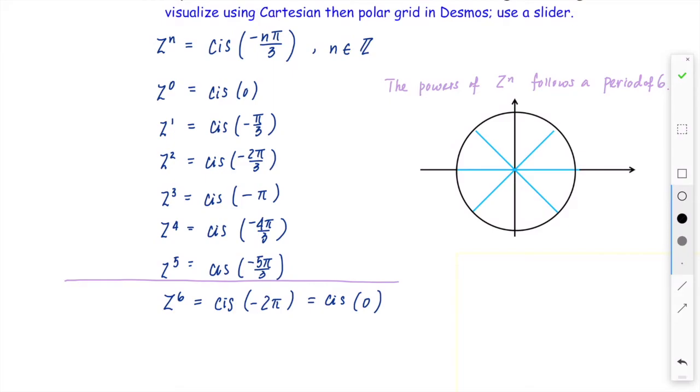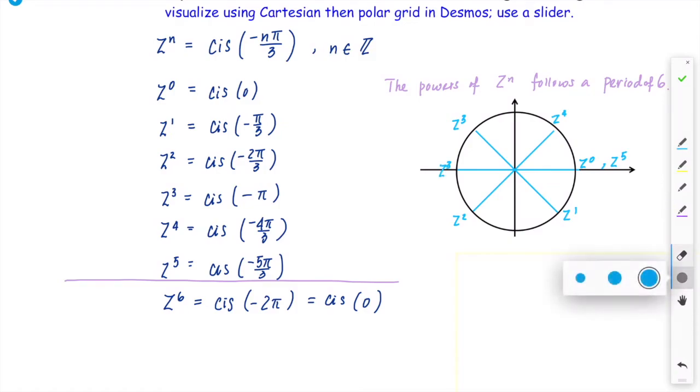Okay, so they all follow a circle with a radius of 1, obviously, because that's the modulus of the complex numbers that we're looking at, which is z. And if I label these points, this is z to the power of 0, 1, 2, 3, 4, and then 5 goes. Did I miss one? 0, 1, 2, 3. Oh, 3 is here. Sorry about that.